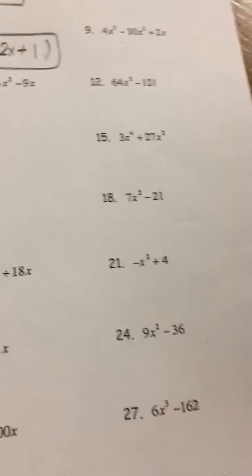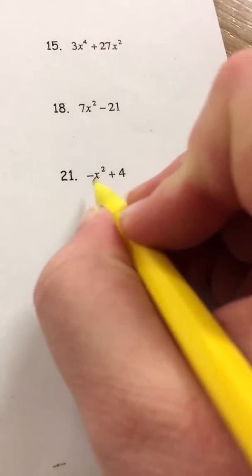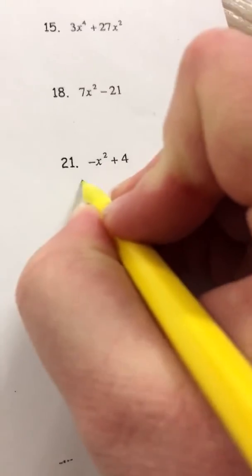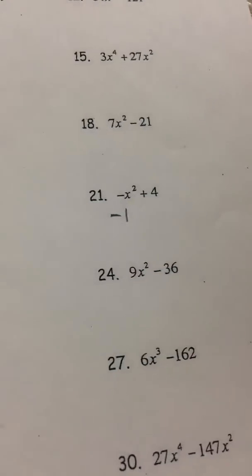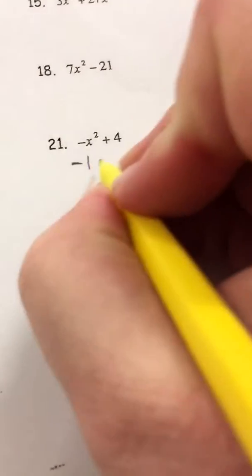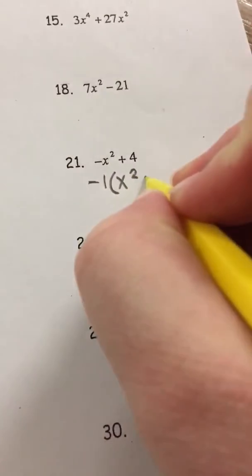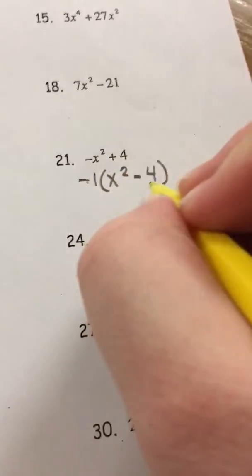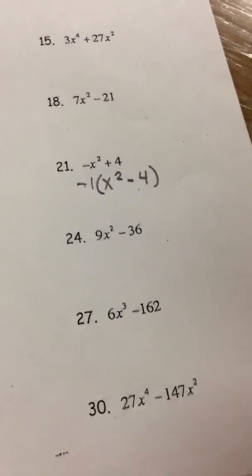When you get to something like 21, remember I always said that you need this first term positive. So, I know I'm going to take out a -1 no matter what. Is there anything else that I can take out of that? No. But that's going to leave me with x squared minus 4, because remember I'm taking a -1. So 4 divided by -1 is -4.